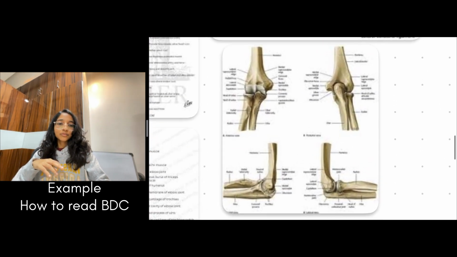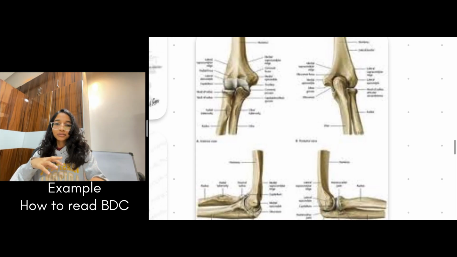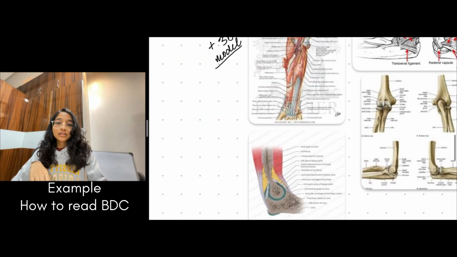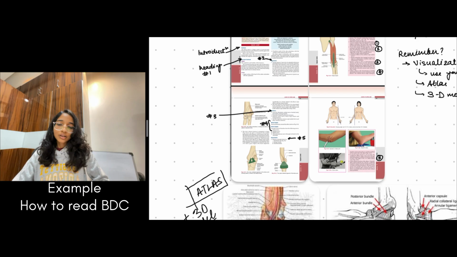Like for example, we just read the articular surfaces. So in this, the articular surfaces are actually visible. There's the trochlea, there's the capitulum, all that, right? This is why you need the atlas. If you're not someone who is very big on the atlas, go for 3D apps.